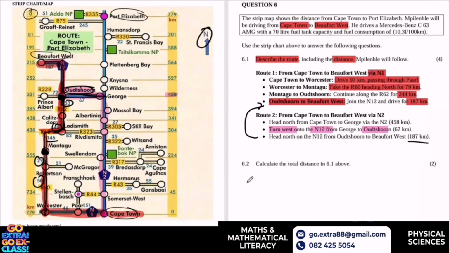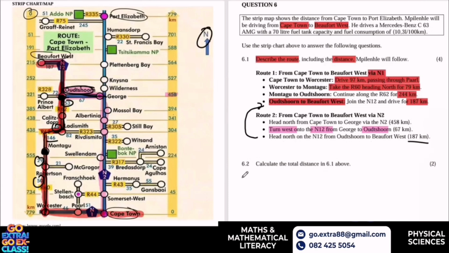Now the next question says, calculate the total distance in 6.1 above. So now we have 2 routes, as I've already said. So how do you calculate the total distance here? It's very important that you note that if you are one of the students that used route number 1, it's still okay. We're going to consider that route also. So what will be the total distance?